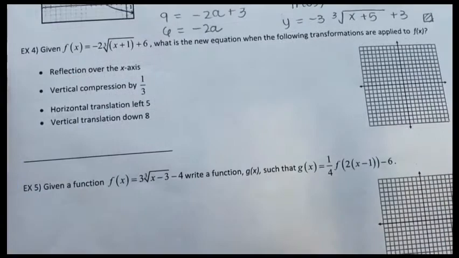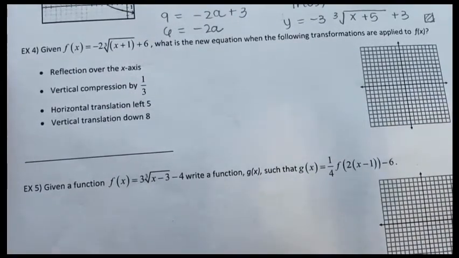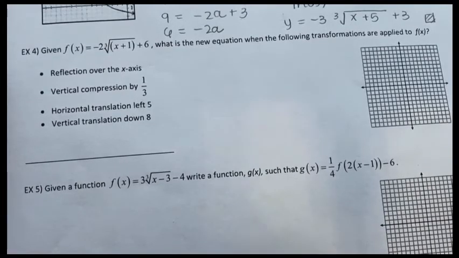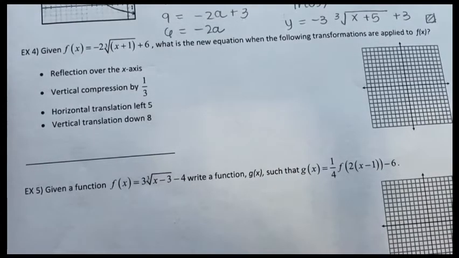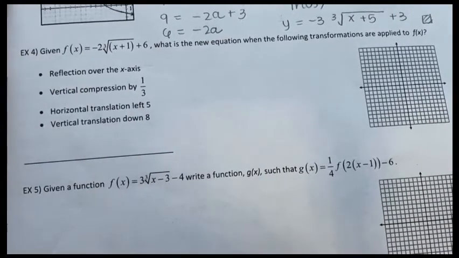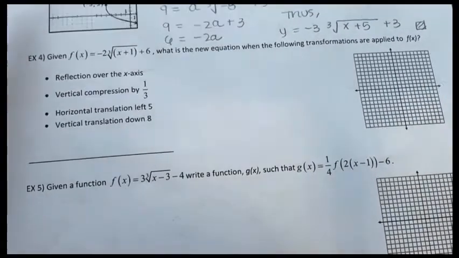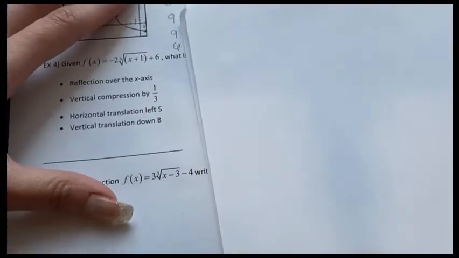For the next problem, given the function f of x is equal to negative 2 cube root of x plus 1 plus 6, you need to find the new equation when the following transformations are applied to your function f of x. Since I know that I'm going to run out of space, I'm just going to bring this extra piece of paper.